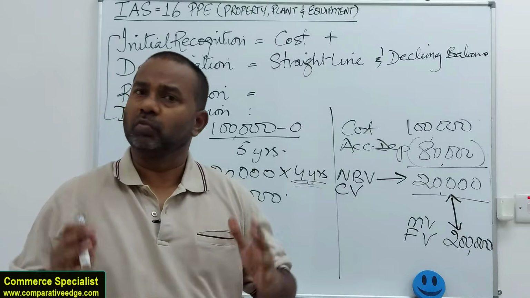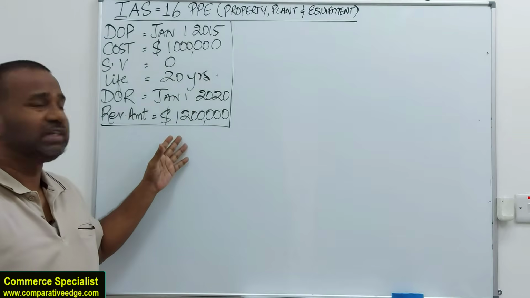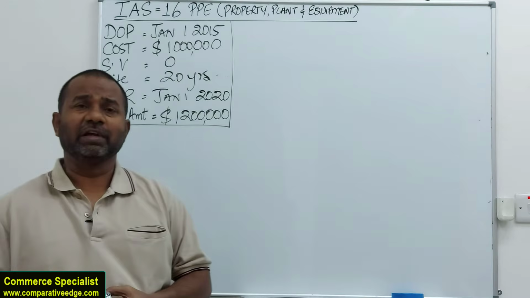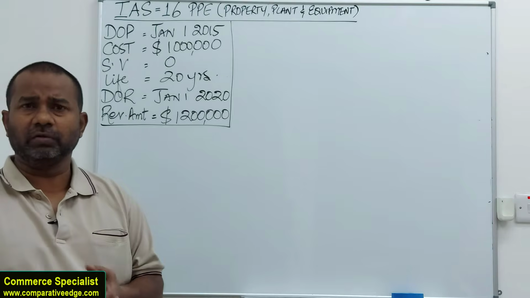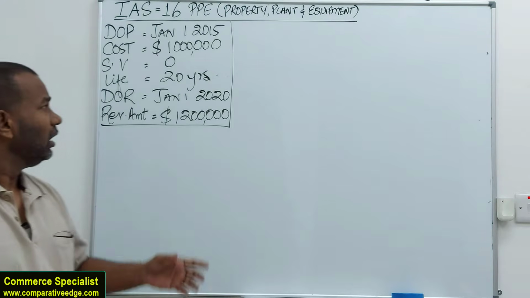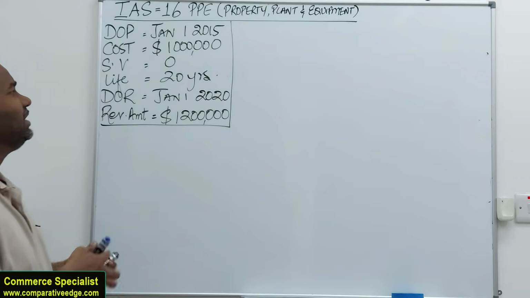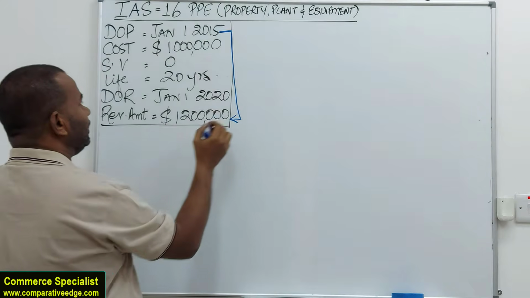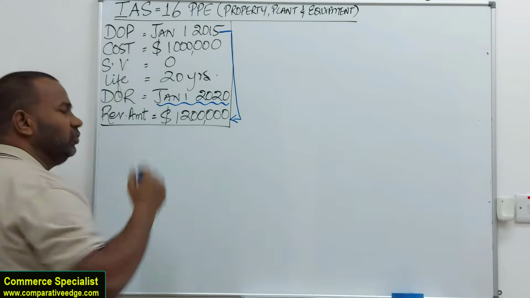So let's look at a numerical example. If you look at the details I've given you here, an asset has been purchased on January 1st, 2015, having a cost of 1 million, life of 20 years, salvage value I've just taken as 0, you can take any amount. What is happening? The asset which you purchased on January 1st, 2015 is revalued on January 1st, 2020 at 1.2 million.